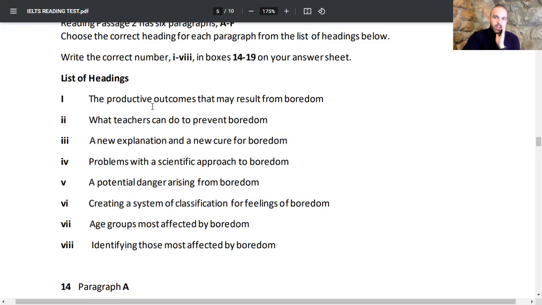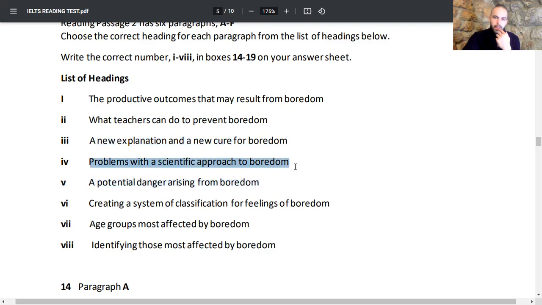So number 1, the productive outcomes that may result from boredom. So we have a lot of keywords to focus on. What teachers can do to prevent boredom. Teachers is a keyword, prevent is a keyword. A new explanation and a new cure for boredom. So we have explanation, cure, and new, even the word new is a keyword.